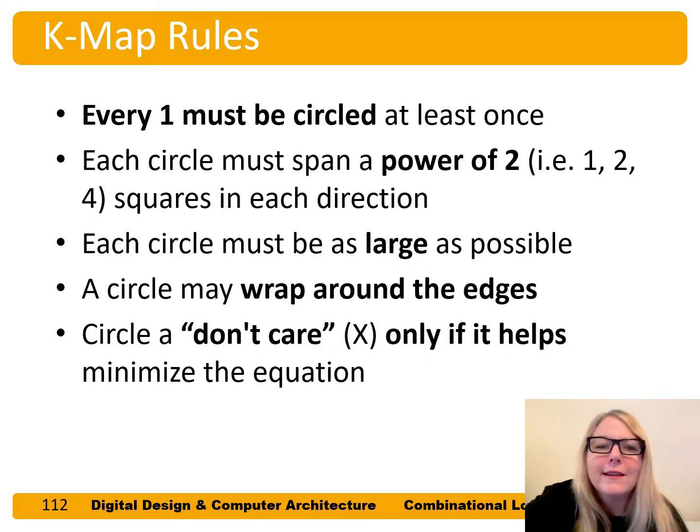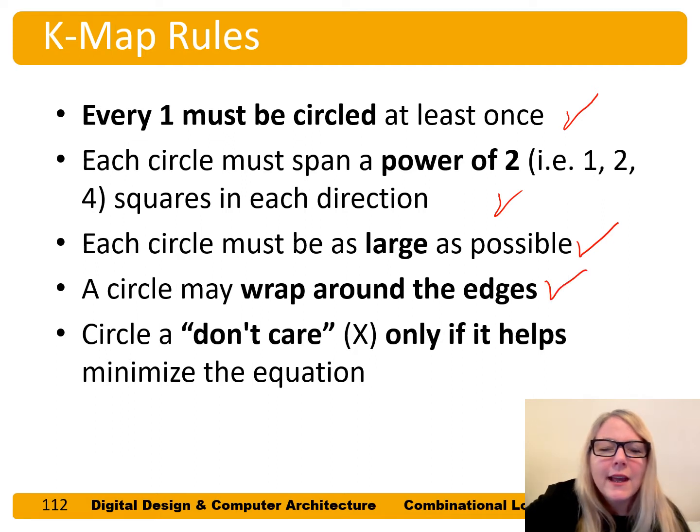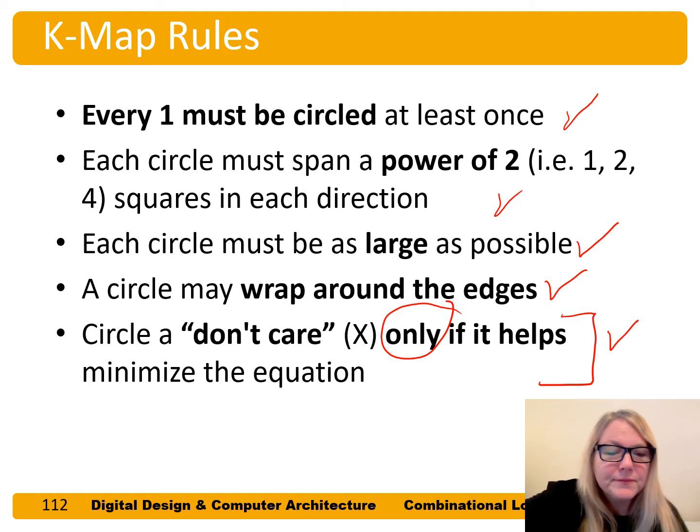Now we have one last K-map rule. As we said, every one must be circled at least once. Circles span a power of 2. Each circle must be as large as possible to make the implicant as small as possible. Circles may wrap around the edges, and a circle includes a don't care if it helps minimize the equation, but only if it helps. So we could have don't cares in our inputs and in our outputs.